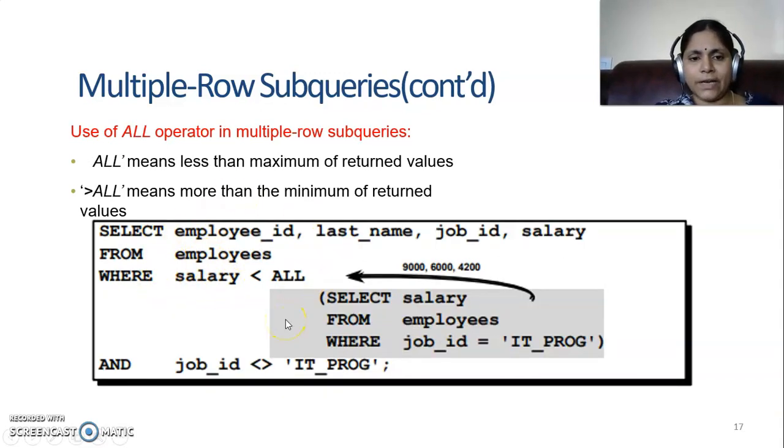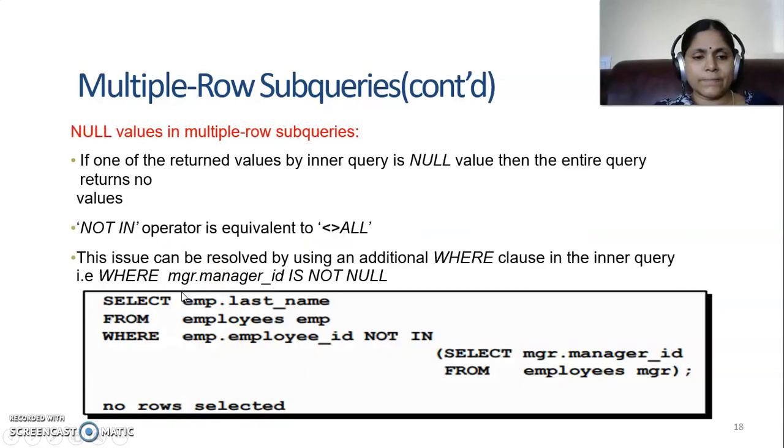All is something like this: less than all means less than the minimum of the returned values, and greater than all means more than the maximum of the returned values. Here the syntax is the same as earlier: select salary from employees where job ID is equal to IT programmer. These values are returned here, and salary less than any means that if even one is satisfied, the row will be returned. With this concept, multiple rows will be returned in the subqueries.